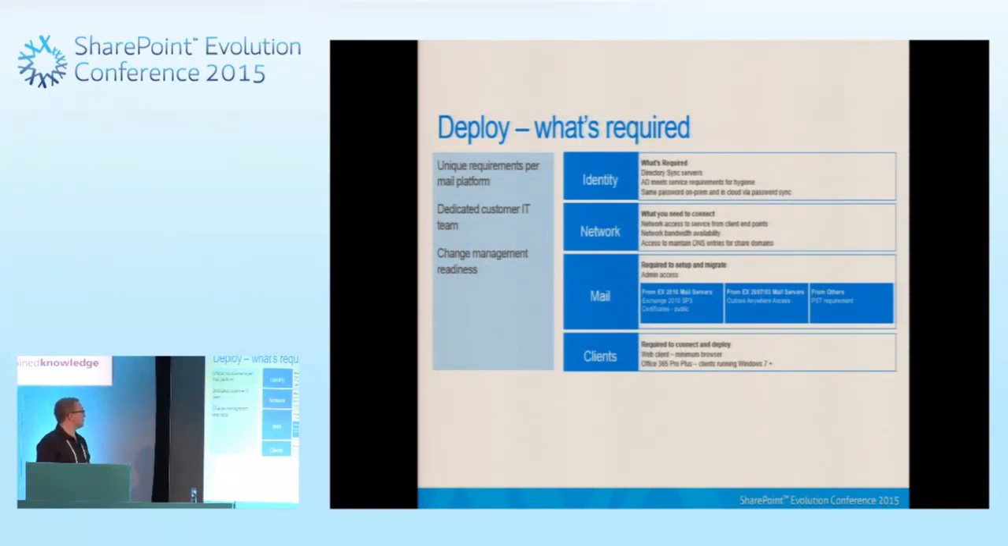So to do the deploy step, you need to have the identification process. What's required for that is you need to have the directory sync set up. That usually means you need to install this DirSync service on one of your on-premise servers. And then you will do the mail migration.